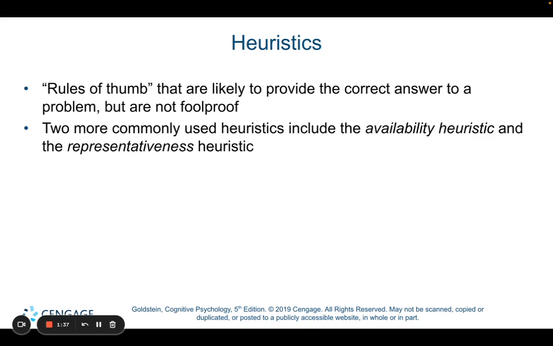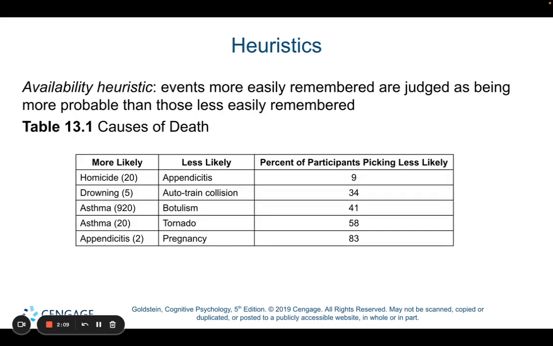Heuristics is another way we think, really based on rules of thumb, things that are likely to provide the correct answer to a problem. But I always tell students to think of heuristics as mental shortcuts. They are things that will lead to a solution, but a lot of the time, the solution it leads to is incorrect. And then two of the most commonly used heuristics we have are the availability heuristic and the representativeness heuristic. And we're going to talk about what those mean.